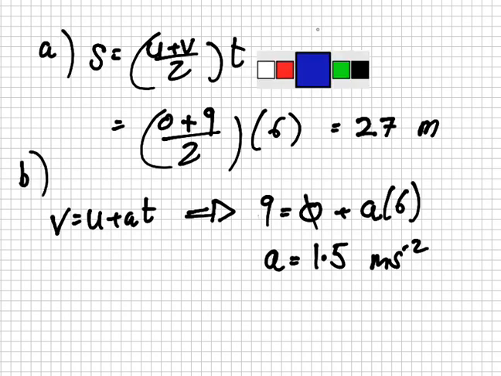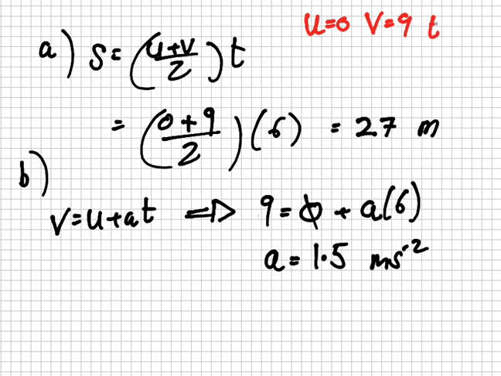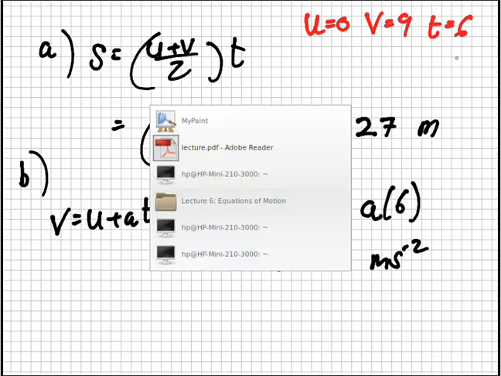We should really write down what the information is at the start. U is 0, V is 9, T is 6. Okay, let's have a look at some more now. Can I go on?